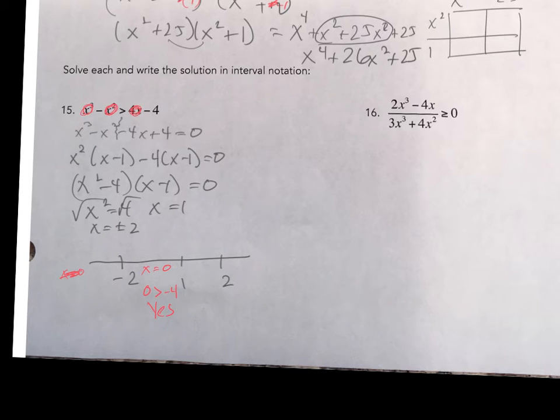Now, in the original problem, there was no line under the symbol, so these are all open. They all follow the same rule. Line under it, they all closed. No line, they're all open. So this is a yes, no, yes. Please, please, please put your answer in interval notation. This is going to be negative 2 to 1 joined up with 2 to infinity.